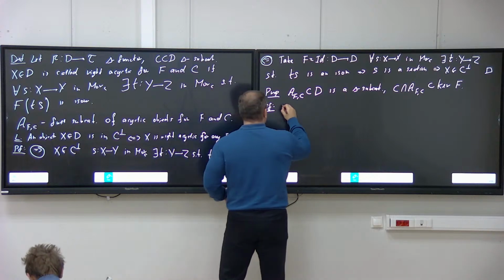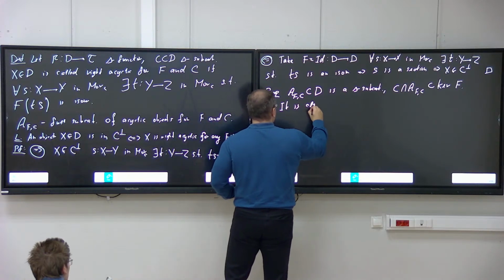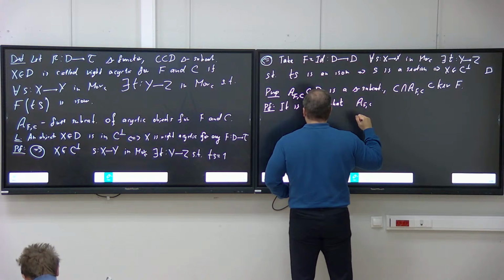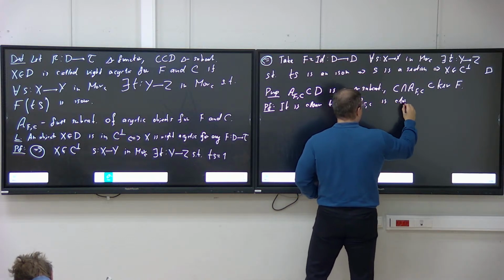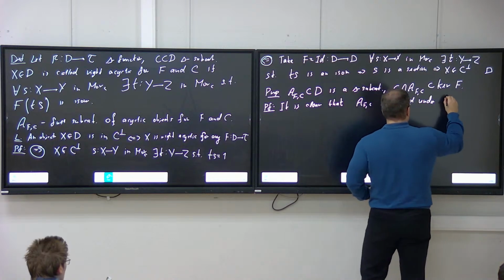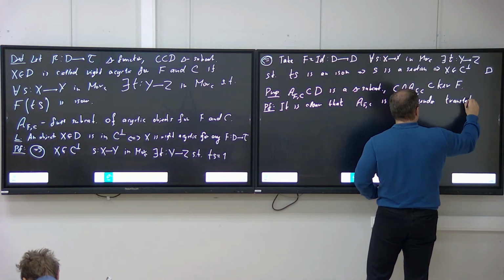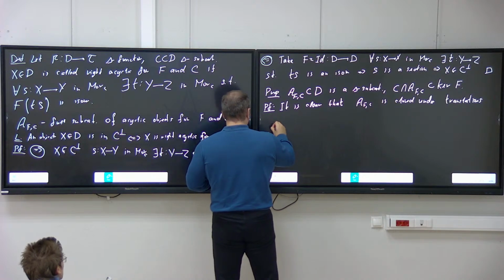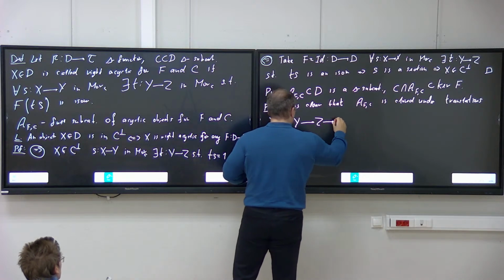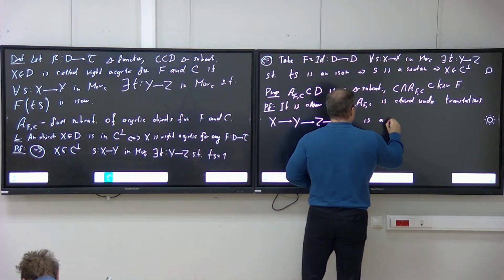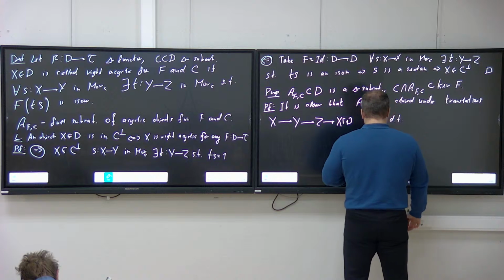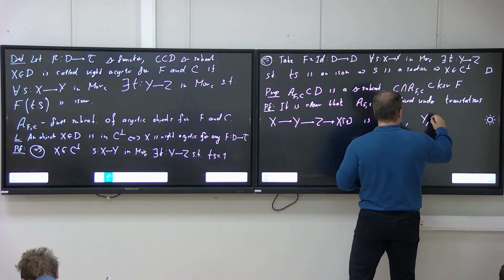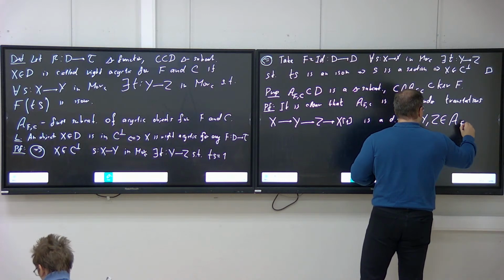Well, first of all, I think it is clear that this subcategory is closed under translations. So now let me assume that I have a distinguished triangle X, Y, Z, X with a shift. It will be convenient for me that the objects Y and Z are in this subcategory.